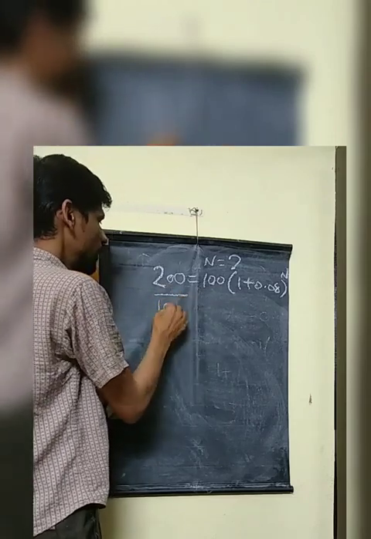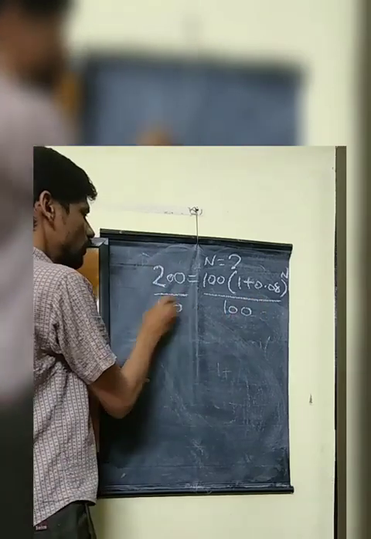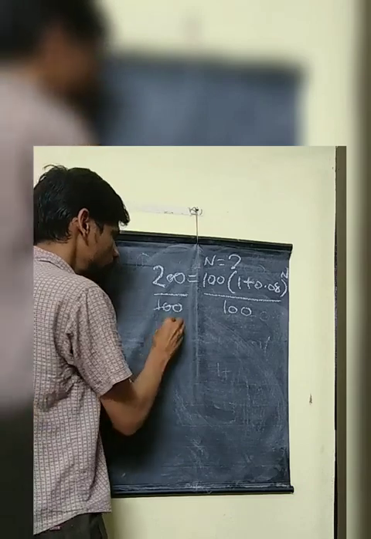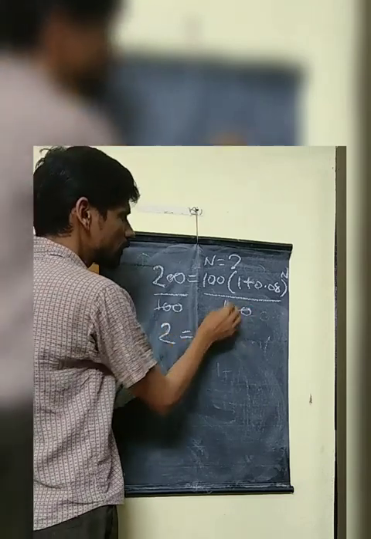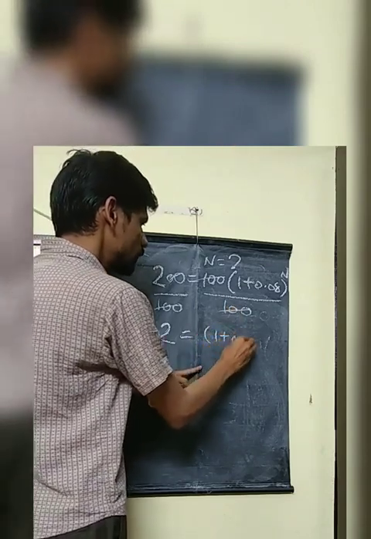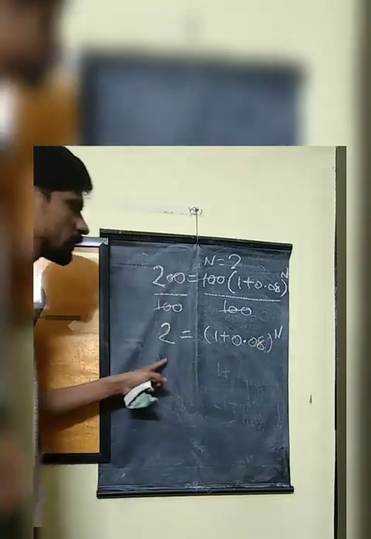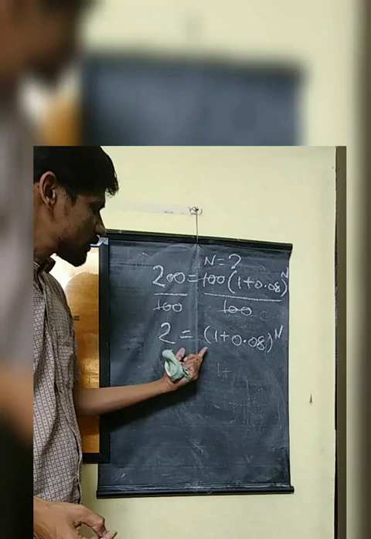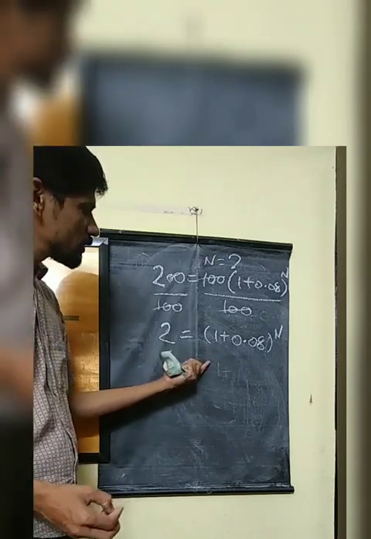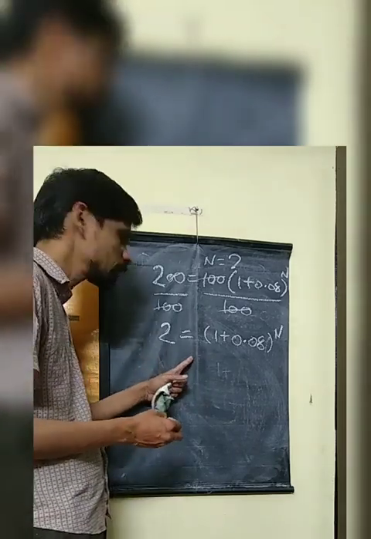We can divide both sides by 100. So here it will come: 2 equals, this 100 will go off, so now we have (1 plus 0.08) power n. See, now we got some interesting representation. If you observe, this thing we can translate into logs, right?